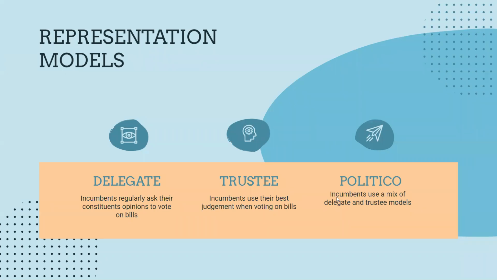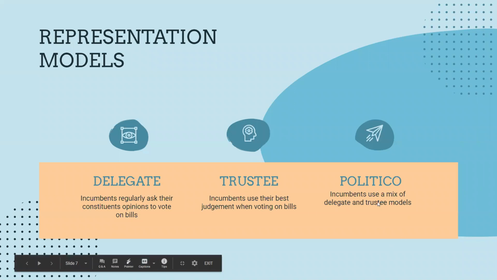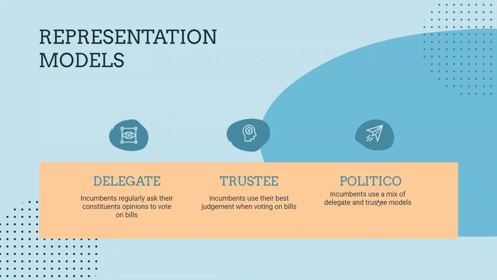They use their best judgment to decide when to ask their constituents for their opinions and when to use their own. Typically people use the politico model because sometimes regular citizens aren't that educated and don't know some of the more grave topics, so they use their own judgment. But other times, when the bill directly impacts the citizens, they ask their citizens' opinions.